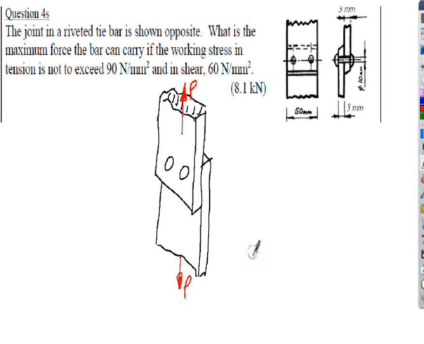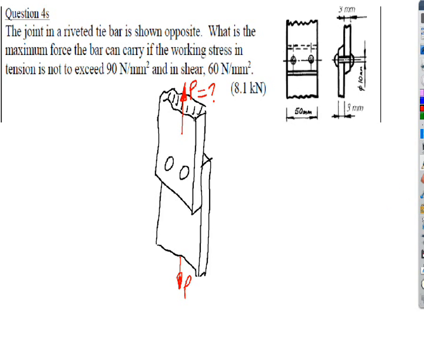Okay, so there's two parts to this. So I'm going to do this as two different sums here. And we've got to decide eventually what the P value, the maximum force that we can apply to the plate, and that will be based on either the shear failure of the rivets or the tension failure of the plate.